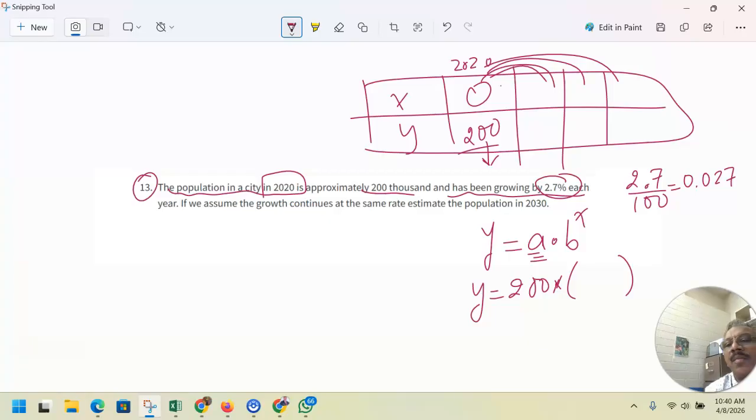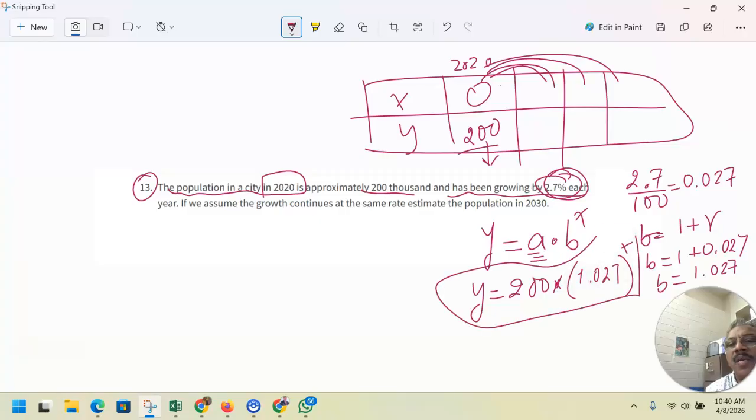And how do you find this b? This b is always 1 plus r, like how much percent increase. So this b is 1 plus 0.027, and if you add, you get 1.027. And that goes right here, 1.027 raised to x. So you get an exponential model, but they want to know about the year 2030.